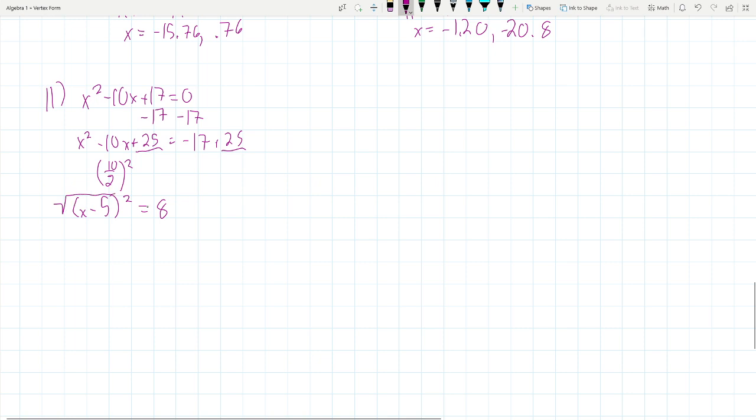Do the square root of both sides. x minus 5 equals plus or minus the square root of 8. Add 5 to both sides. You get x equals 5 plus or minus the square root of 8. And that winds up being 7.83 and 2.17.